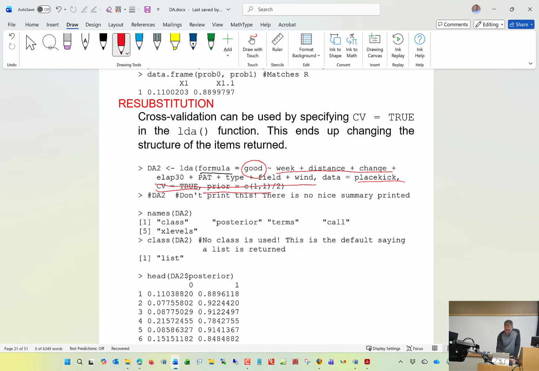This prior, something I said before, don't worry about for now. I still don't worry about it for now. We will get to that. And so I put all the results into an object called DA2 because I'm doing discriminant analysis. This is the second time I've done this. I can see information about what's actually stored in DA2.